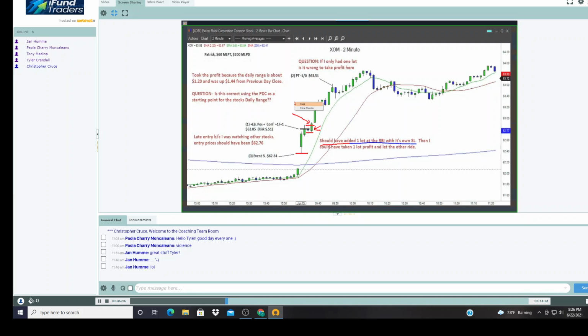Let's do this. Let's start from the beginning. Okay, we get in right here. Here's our initial stop. And we're moving up. We get to here. When can we start to stop adjust? We get to here. This bar closes. When might we do a stop adjust? We get to here. Do we have any stop adjust by the time we get to here?